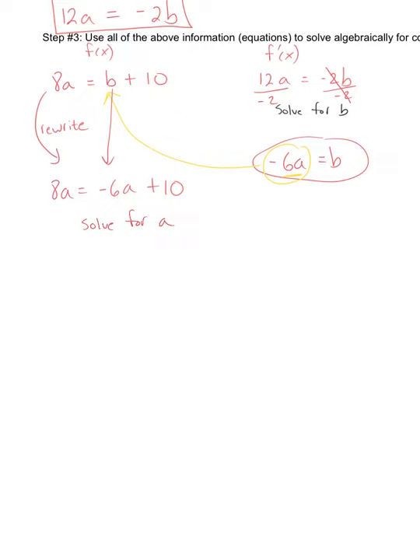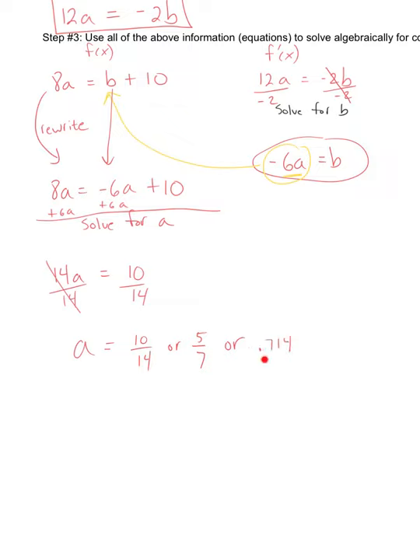Again, this is all algebra. So I am going to add 6a to both sides. On the left, I have 14a, and on the right, I have 10. Now I just need to divide by 14. So a is equal to 10/14, or you could reduce it to 5/7. Or if you don't like fractions, you could get the decimal, 0.714. So I have a.